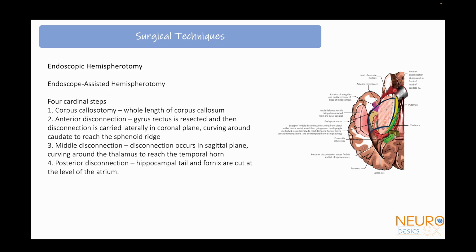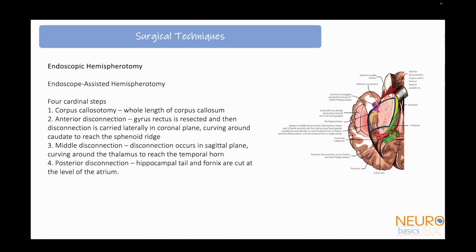Once you have done that, you can go ahead in the front and do an anterior disconnection. How that is done is, from the point at which you have disconnected in the genu of the corpus callosum, you go ahead and resect the gyrus rectus. After that, you just curve it around. It is curved around the caudate lobe and carried posteriorly up till the sphenoid ridge. So that is your anterior disconnection.